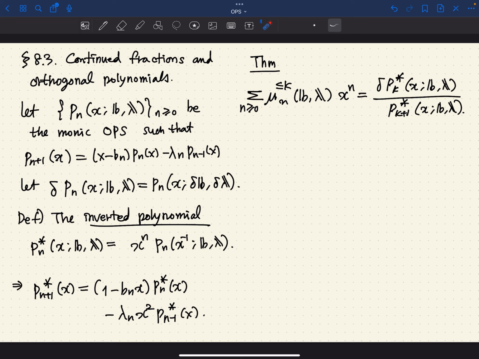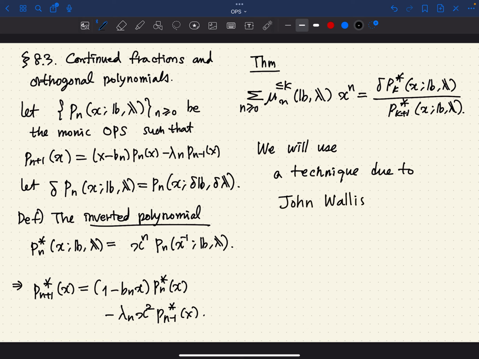That's possible. We have done something similar to this. But we will prove this in a different way, which is I think quite interesting. That's simple, and this we will use what's called the continued fraction technique, due to the mathematician John Wallis. Yeah, he was born more than 400 years ago, but his technique is still impressive, so we're gonna use it.